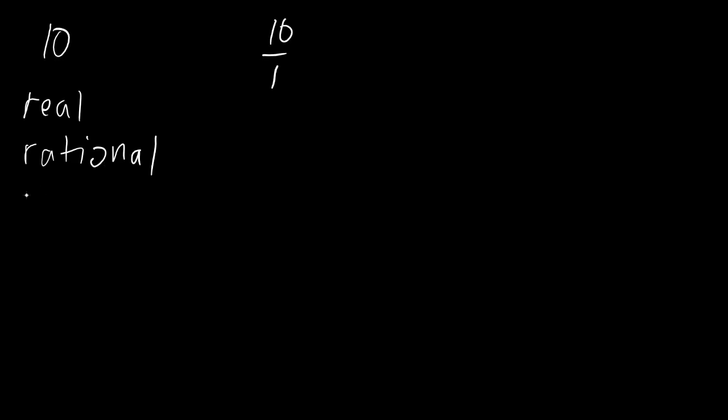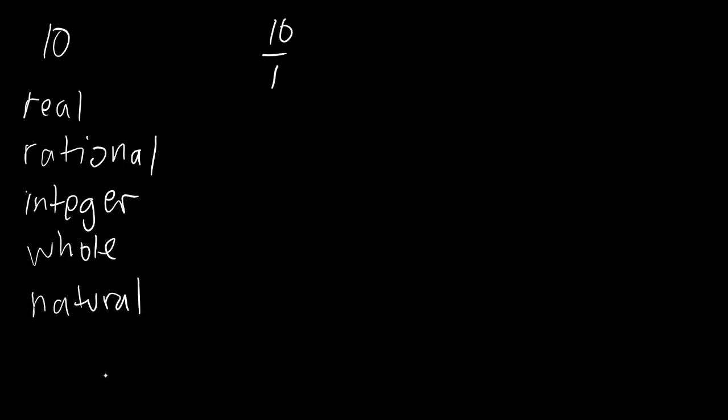On top of being rational, it's also an integer because it doesn't have a decimal point. And on top of being an integer, it's also a whole number because it's a positive integer. And on top of being a whole number, it is also a natural number because all whole numbers are natural numbers excluding 0, and 10 is a whole number and is not 0. So it's all 5 of these. On the homework assignment, make sure to select all that apply. Alright.